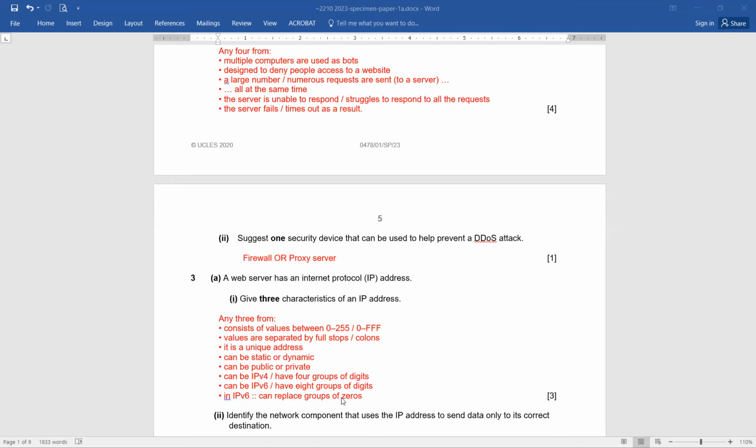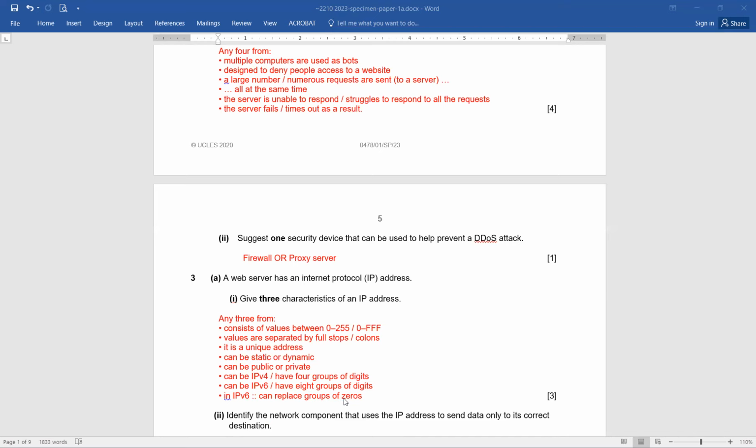Can be public or private. Can be IPv4, have 4 groups of digits, or can be IPv6, have 8 groups of digits. In IPv6, you can see the colons, the double colon, the colon appearing twice, can replace the groups of zeros. So if any student has written any of these 3 points, you can easily score 3 out of 3. Isn't it easy?